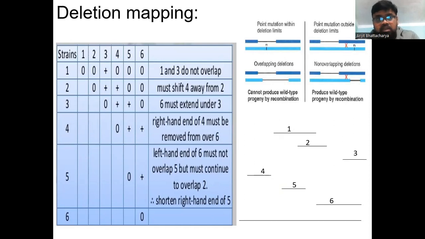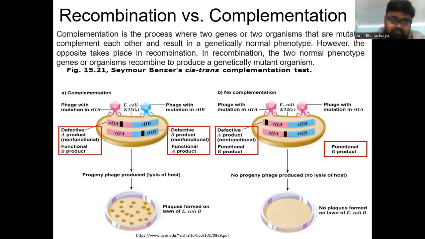This deletion map preparation was again an elegant way to identify different deletion mutants, and whether the deletions are located on the same region of the chromosome or not. Those were identified by this phenomenon. But it is again dependent on the crossover between two different genomes.